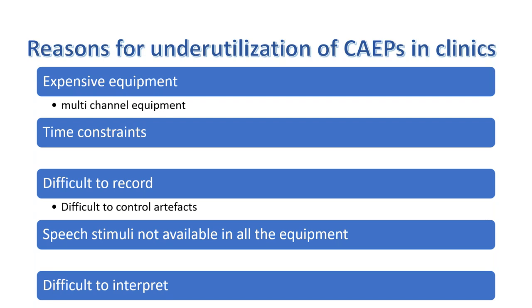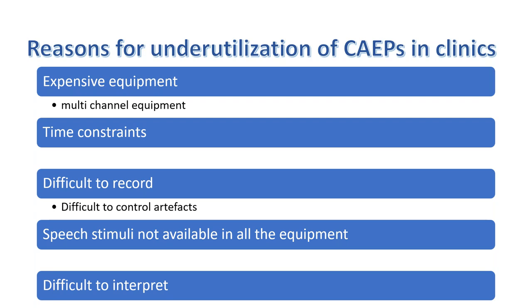People feel that it is difficult to interpret. Sometimes we just feel that it is not really important or required, or because the clinical applications of CAEPs have a lot of gray areas. What do we really call normal? What do we call abnormal?